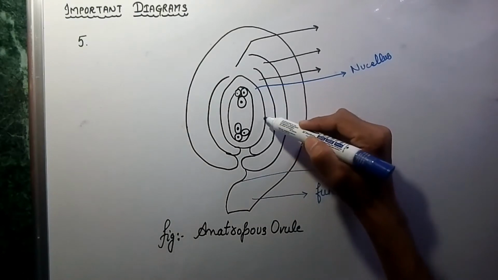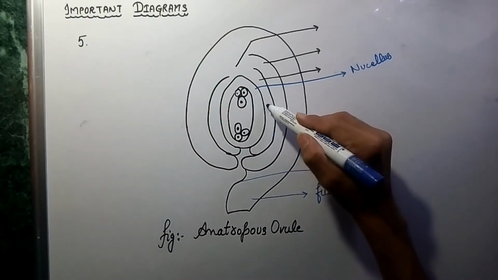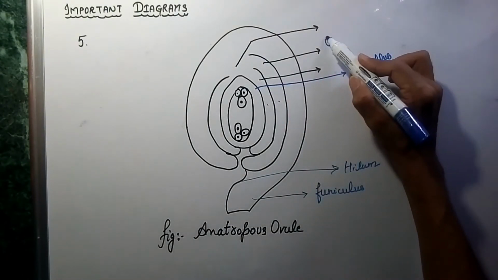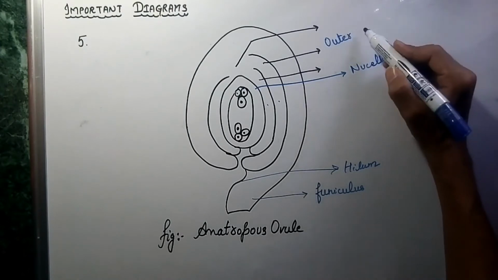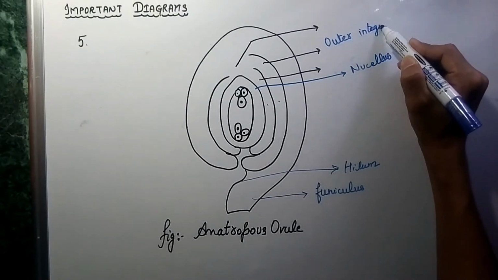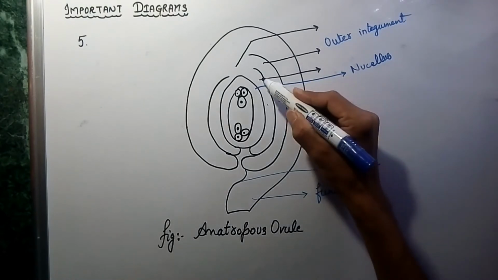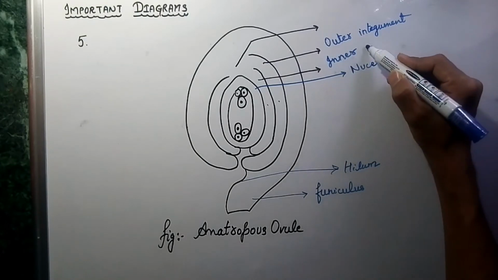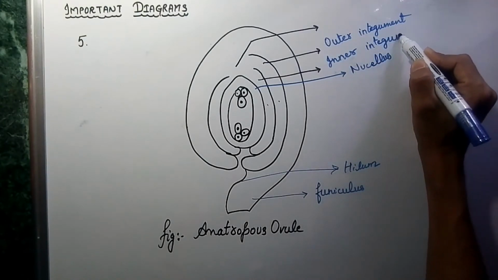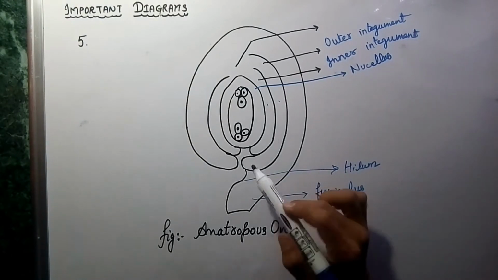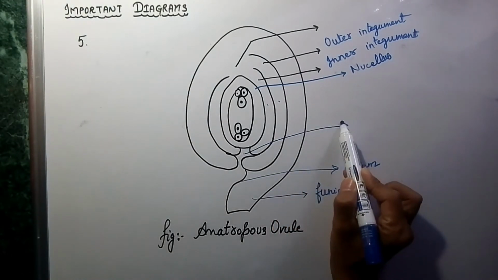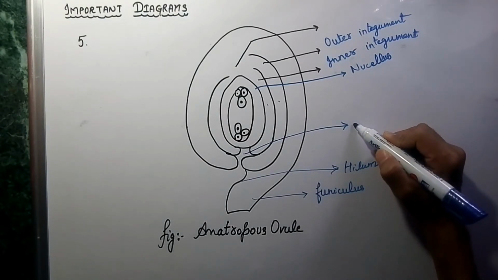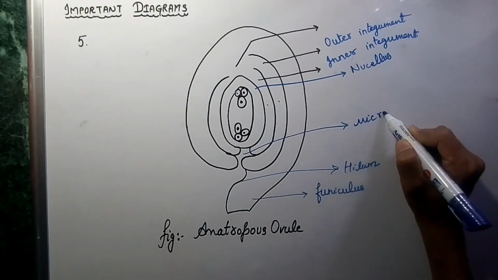And now this nucleus is surrounded by two protective layers. The outer layer is known as the outer integument. And the inner protective layer of the nucleus is known as the inner integument. Except at the tip, there is an opening, a small area, and this area is known as the micropyle.